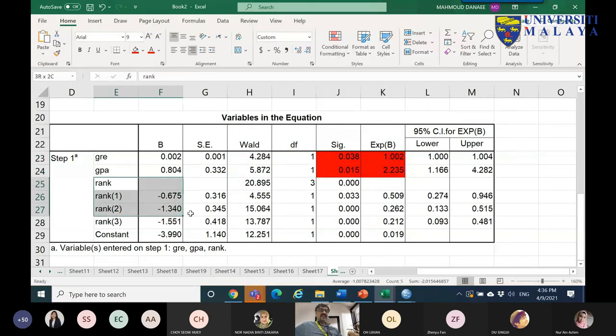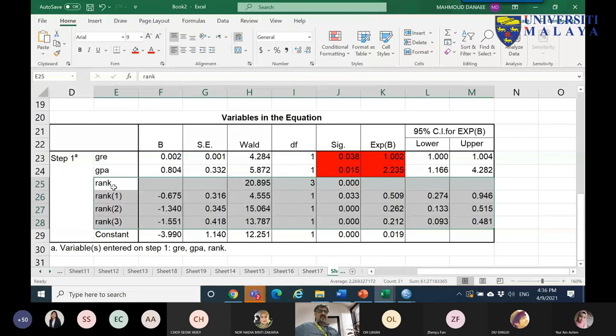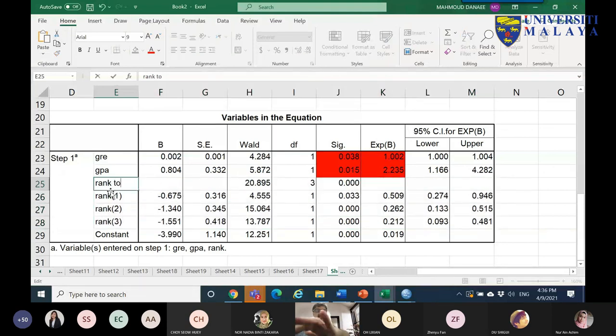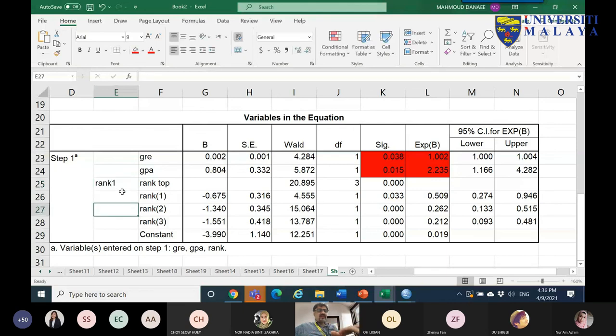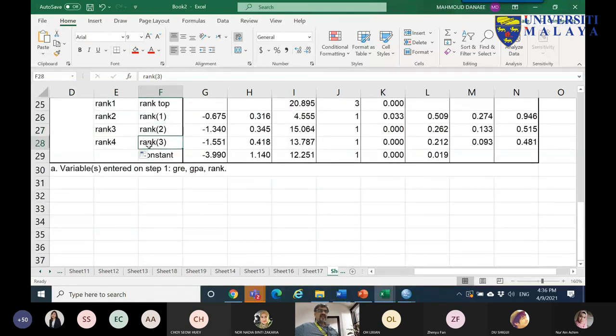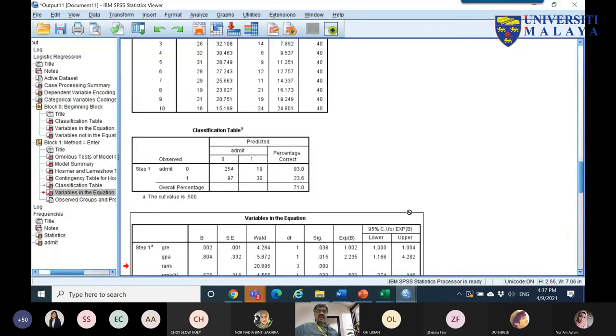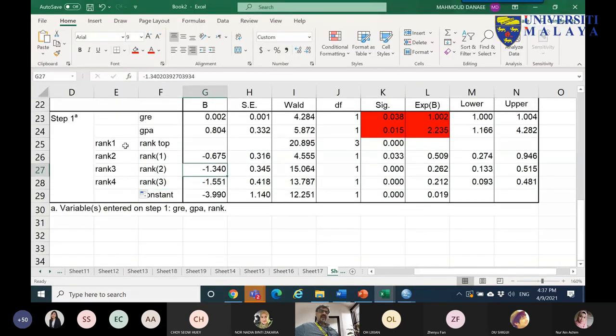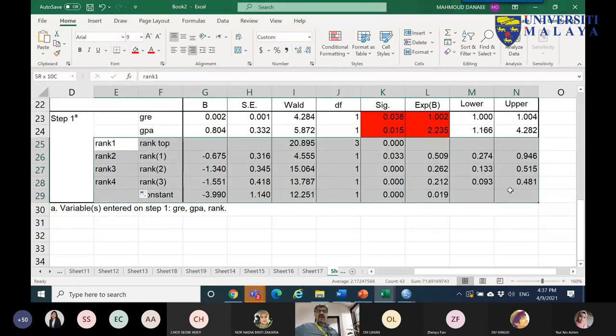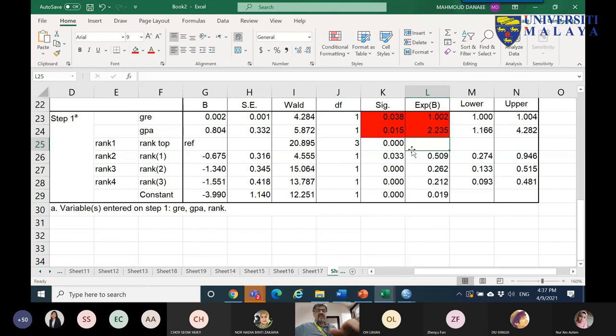But for categorical data, as you can see here, this is the top school, because it was rank 1 in the original form. In the original form, this was rank 1, this was rank 2, this one rank 3, rank 4. If you look at this table, rank inside brackets 3, so this is a school of rank 4. Now, what does it mean? As I mentioned, for categorical variables we always need to set the reference group, and this is the reference group.